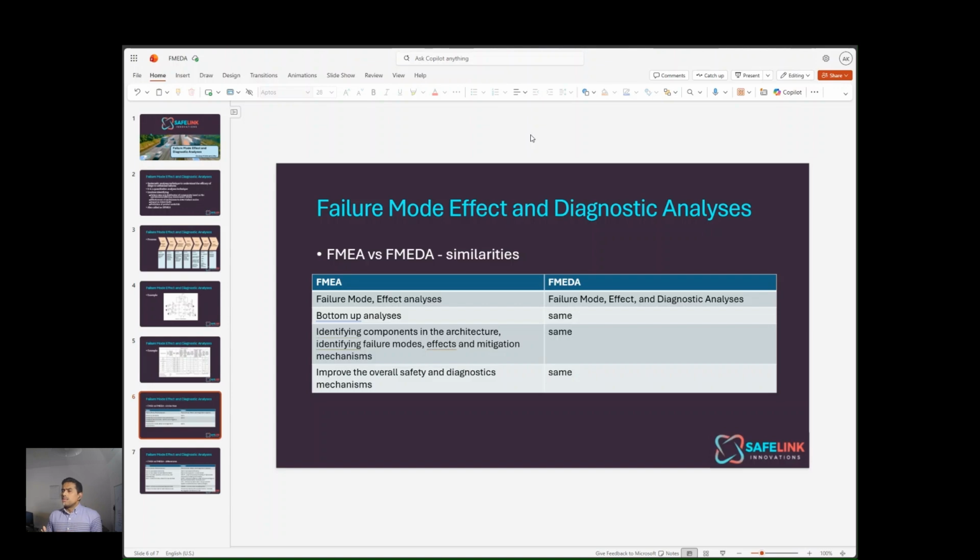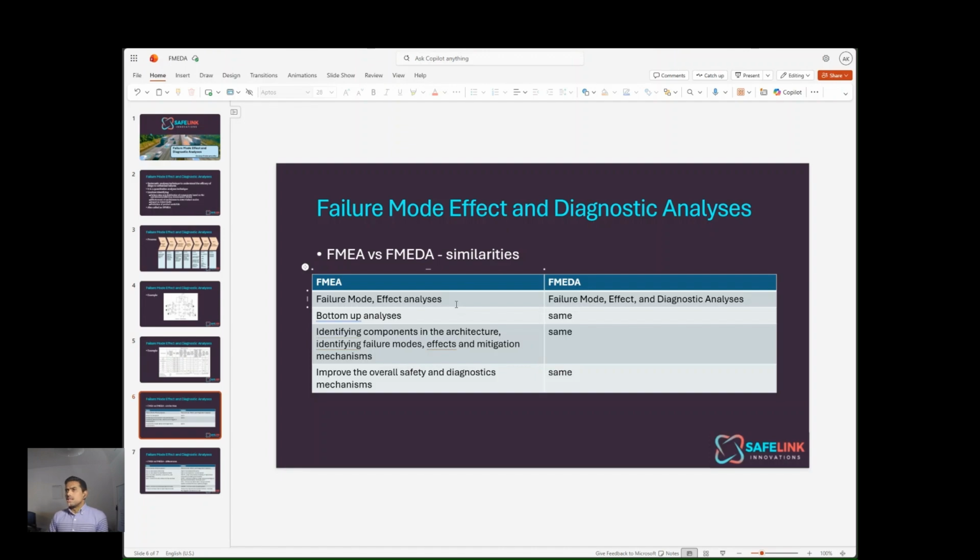Both FMEA and FMEDA are safety analyses which are very popularly used in safety critical industry, be it aerospace, automotive, robotics. To start off, we can look at what the similarities between the two are. FMEA stands for failure mode effect analysis. FMEDA stands for failure mode effect and diagnostic analysis. They're both bottom-up analyses, also known as inductive analysis.